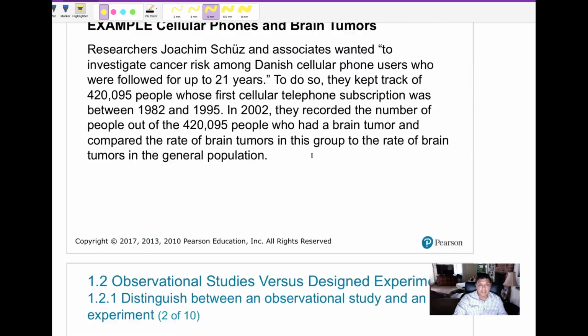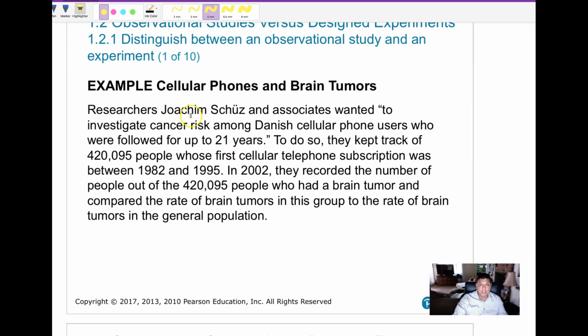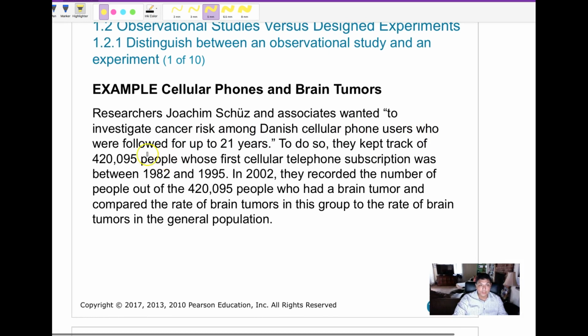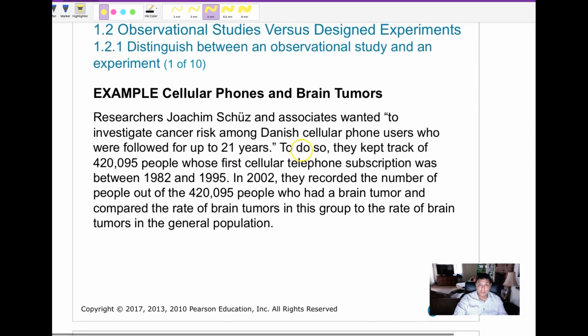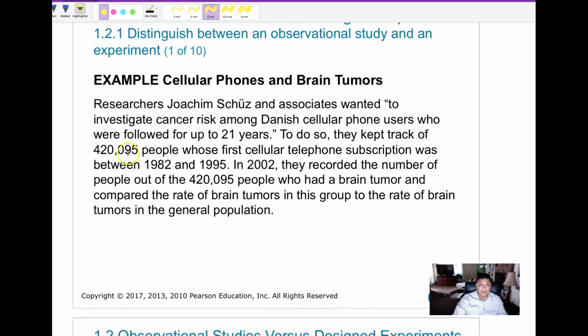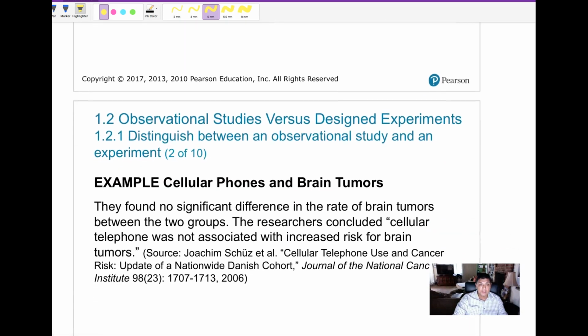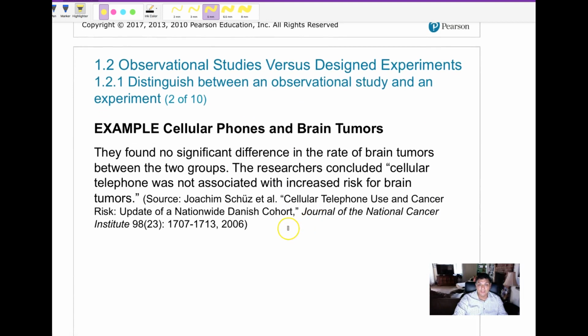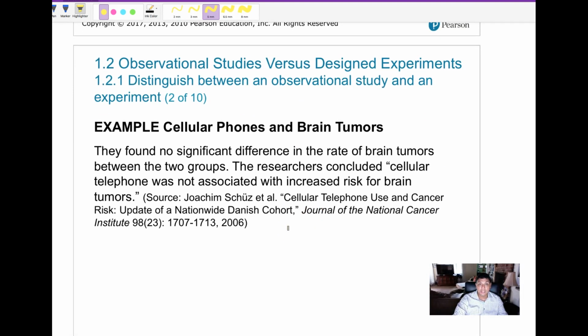One is an example of researchers who wanted to investigate cancer among Danish cell phone users who were followed for up to 21 years. To do so, they kept track of 400,000 people. They recorded the number of people who had a brain tumor and compared the rate of tumors to that of the general population. They found no significant difference between them. That's one type of study.